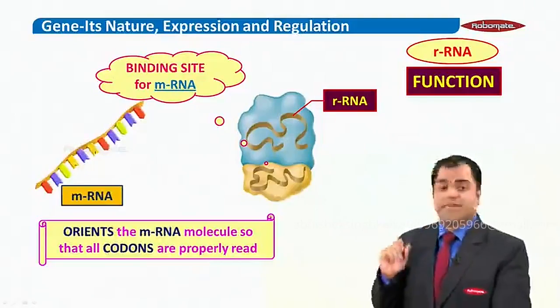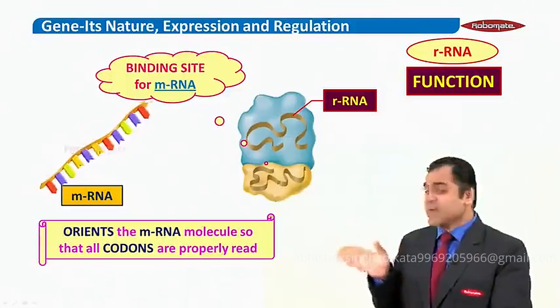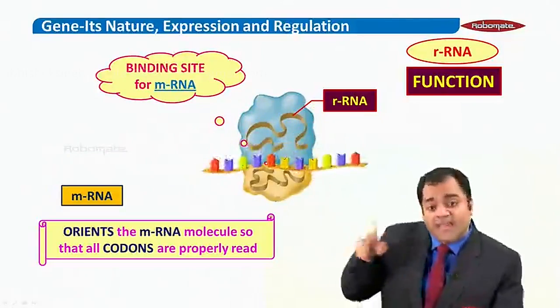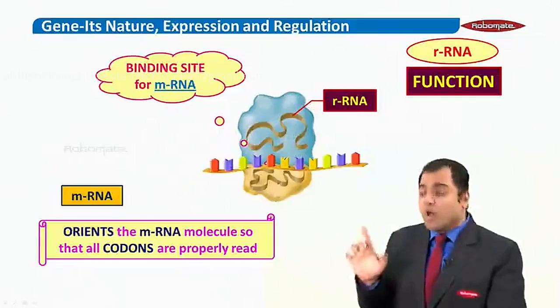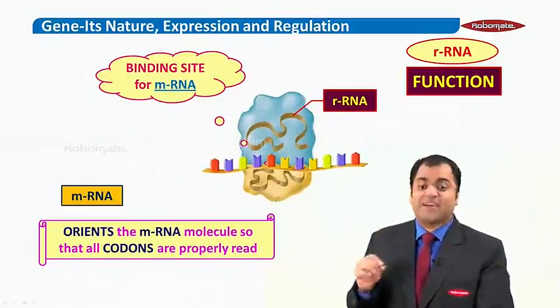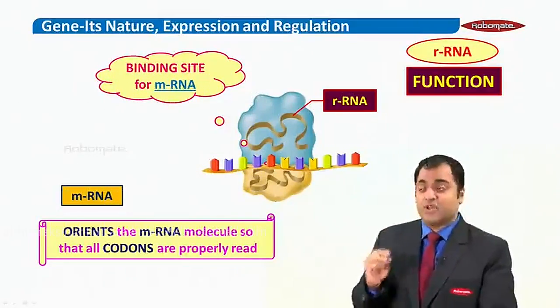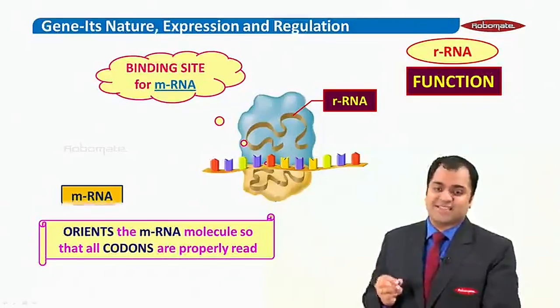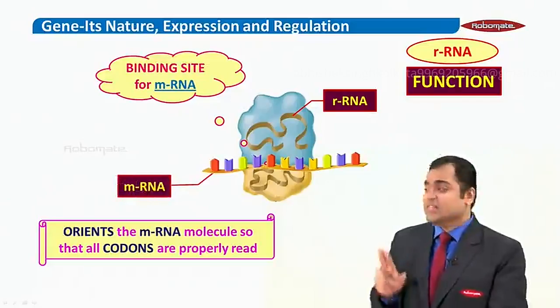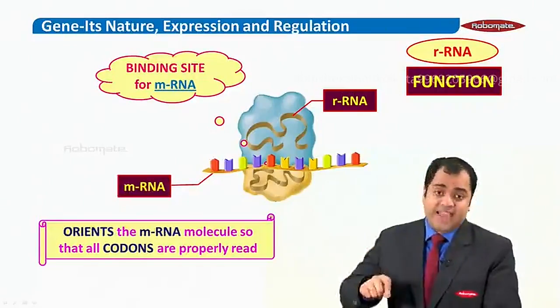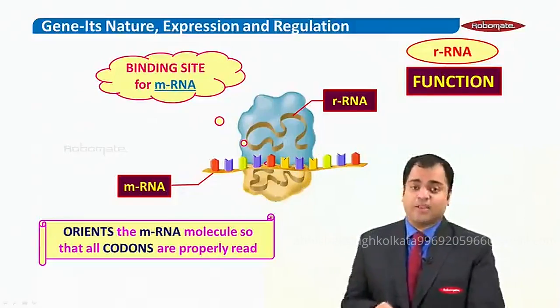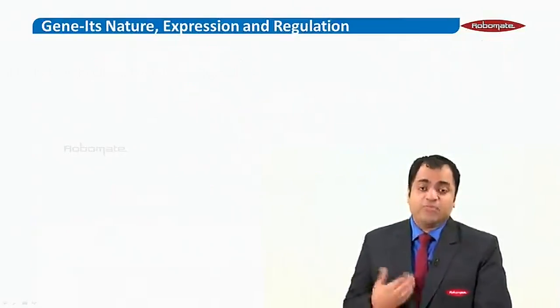So if this is your mRNA right here, right? If it is coming to the ribosome during protein synthesis, it will orient the mRNA correctly so that all the codons on the mRNA are properly read, right? So you can add proper amino acids during protein synthesis. Is that okay? Is that understood? So that's the mRNA binding site on the rRNA as well as orienting itself correctly on the molecule. Is that okay? Moving on.